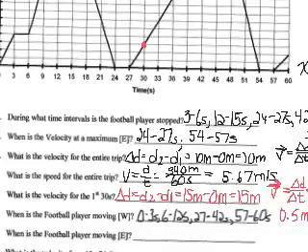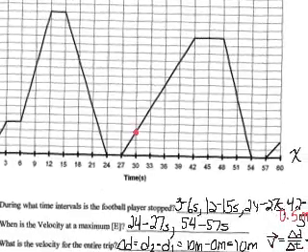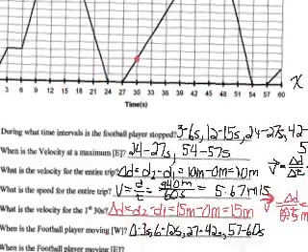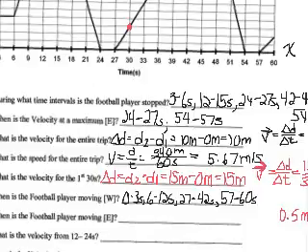So now it asks us, when is the football player moving east? That means that they're moving down on the graph. So they're coming down, between 15 and 24 and 48 and 54. So we record those time intervals. So between 15 and 24 seconds and 48 and 54 seconds.